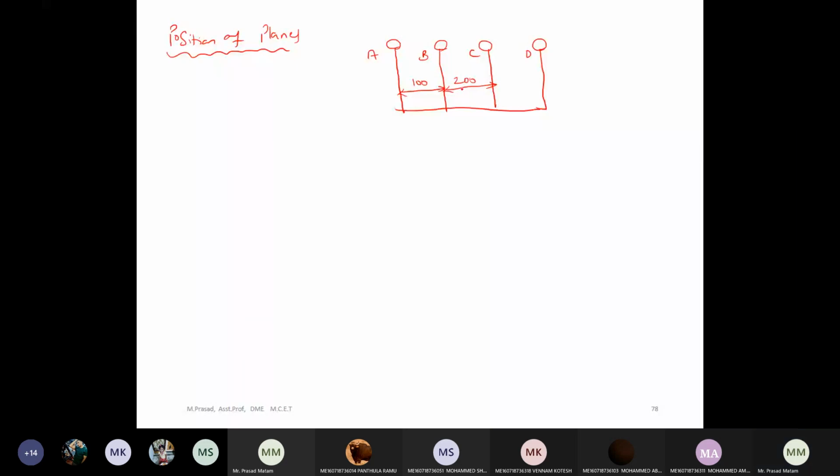And anything they have given? No. You're supposed to find out the distance between the planes A and D. So AB they have given, BC they have given, CD they are not given.